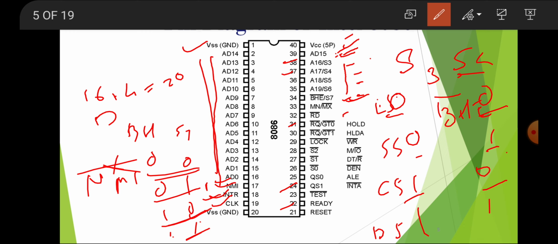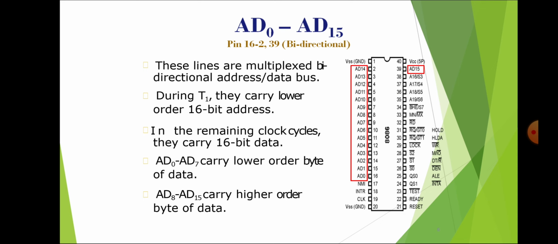I hope you understand all the pins. Now I will explain this using some diagrams. I have separated it also, so I will just read it because I have already explained all the things. AD0 to AD7 are multiplexed bidirectional address data bus lines. During T1 they carry the lower order 16-bit address. In the remaining clock cycles they carry 16-bit data.